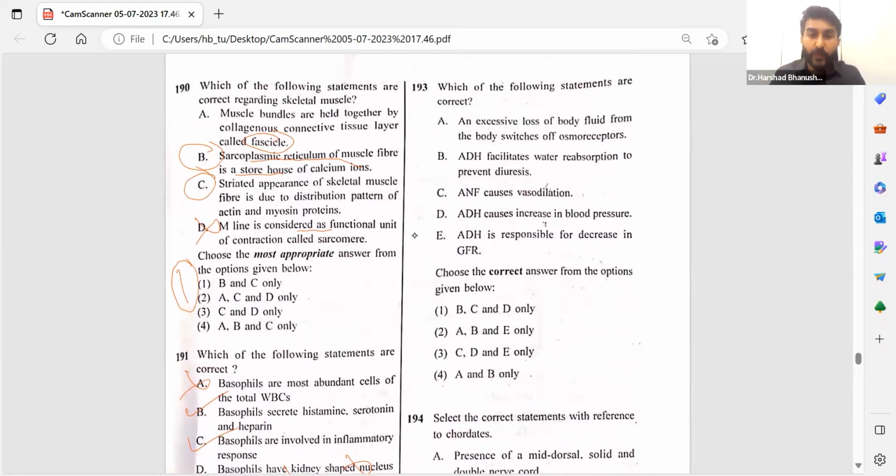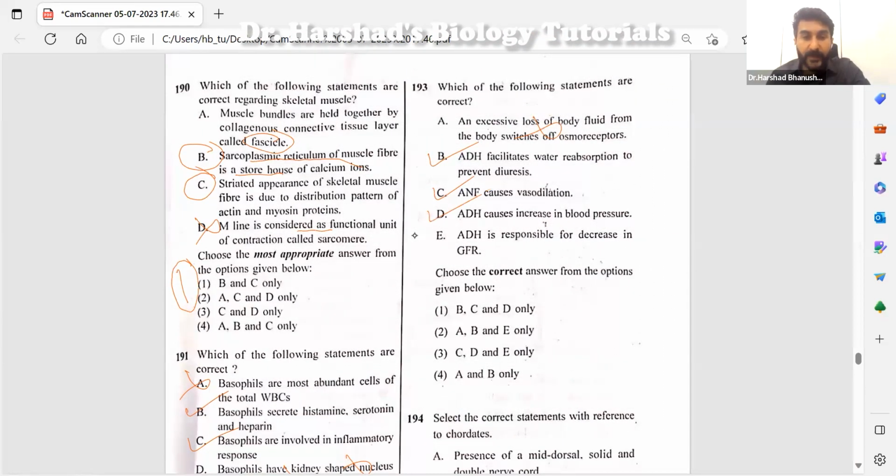Excessive loss of body fluid switches off osmoreceptors. Wrong. It switches on the osmoreceptors. ADH facilitates water reabsorption, prevents diuresis. Correct. ANF causes vasodilation. That's correct. It is responsible for reducing the blood pressure. ADH causes increase in blood pressure. Yes, it is correct. ADH is responsible for decreasing the GFR. No, it is incorrect. It increases the GFR. So B, C, D are correct. Our answer would be option 1.